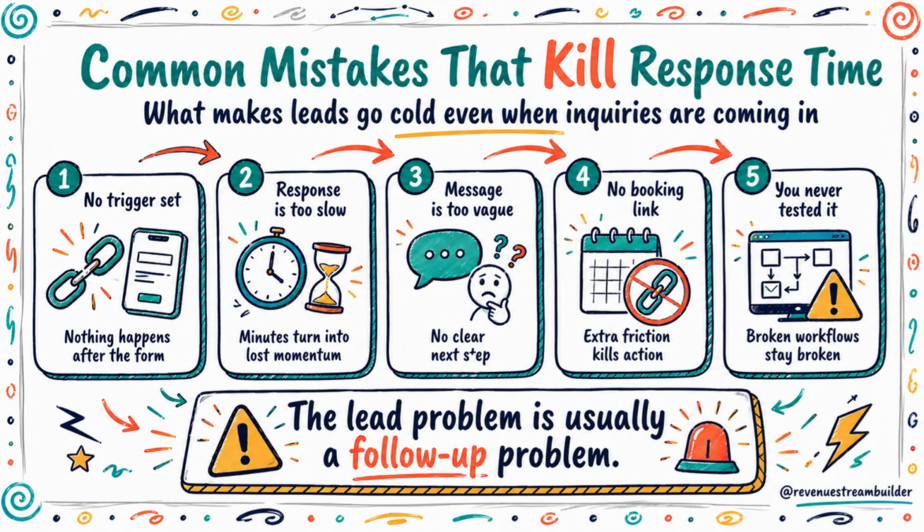Let me save you a headache. Here are the most common mistakes: waiting to respond manually every time. Don't do that. Writing super long messages. Sending a message but giving no next step. Not tagging or tracking the lead. Not testing the workflow. The goal isn't to create the most complicated system, right? The goal is a system that works when you're busy. If your business stops when you stop, the system is the issue.